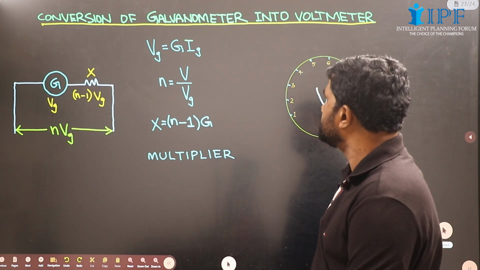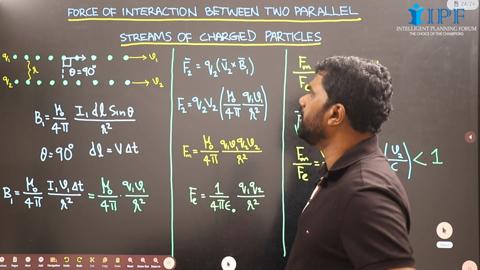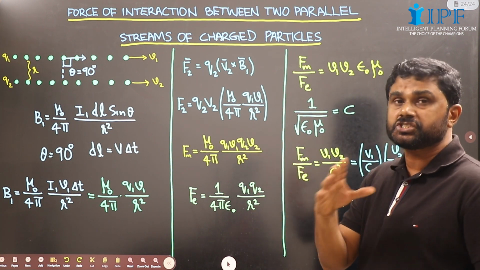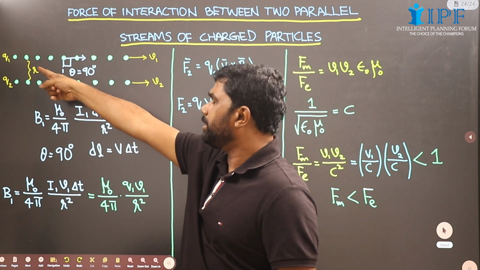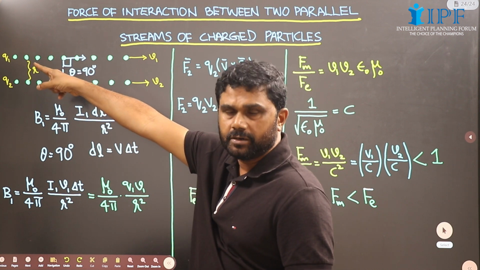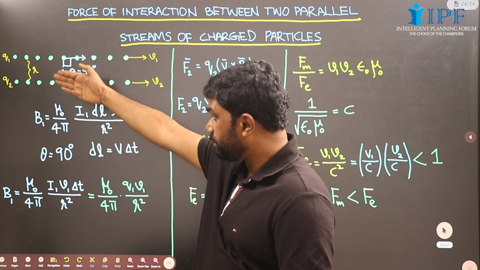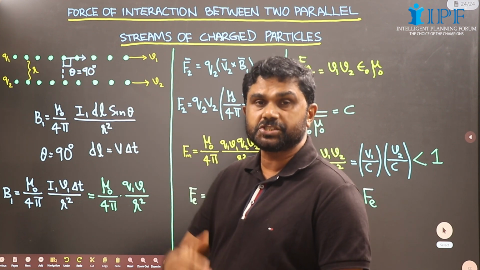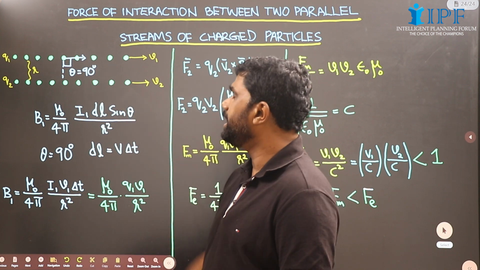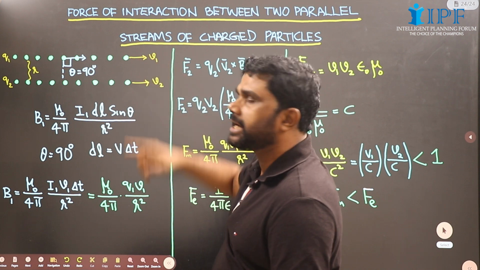Now what we have next is two parallel streams of particles. The particles of charge Q1 are moving with velocity V1 and particles of charge Q2 are moving with velocity V2. The perpendicular distance between these two streams, let it be R. Now see, this is equivalent to a current.